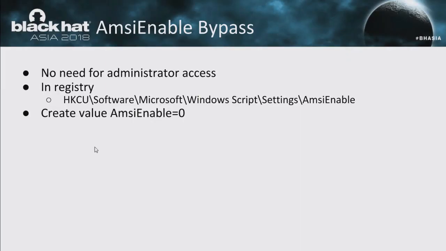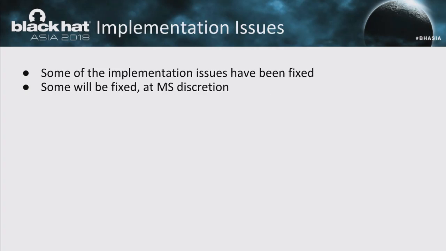So this is a summary of what we need to do. We just need to create a value AMSI_enable set to 0 in HKEY_CURRENT_USER, Software, Microsoft, Windows Script, Settings, AMSI_enable. Sorry, without the AMSI_enable at the end.